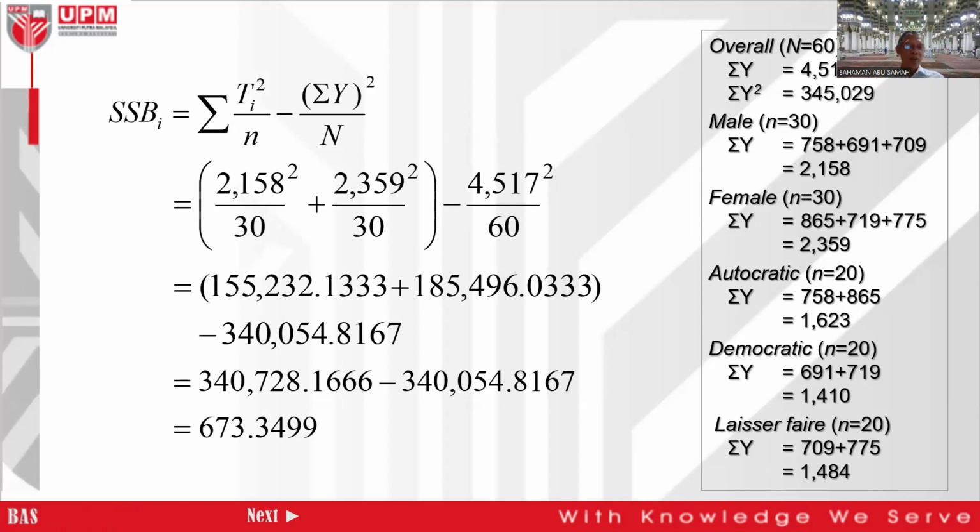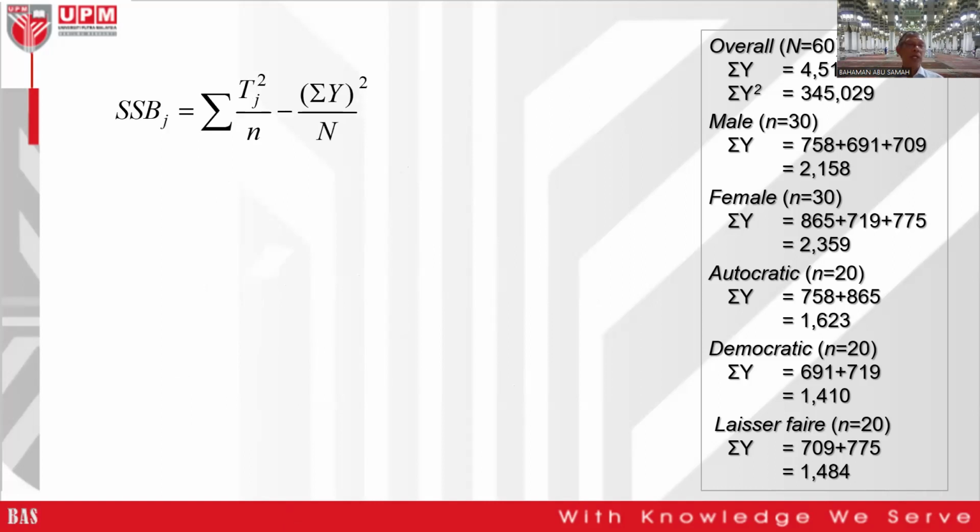Don't say six hundred seventy-three point three thousand four hundred ninety-nine. That is wrong. After the decimal, we just spell the individual numbers. So 673.3499 will be our sum square between for gender, not for male. For gender, the first factor. Okay, next will be sum square between for J, which is for leadership style.